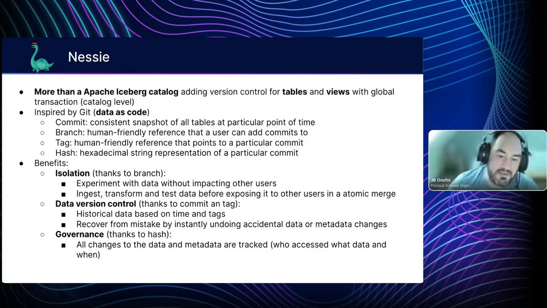You can also ingest, transform, and test the data before exposing it to other users. So imagine you create a branch, you apply some changes, it's good, you verify, then you can merge. So it's a kind of staging for data.